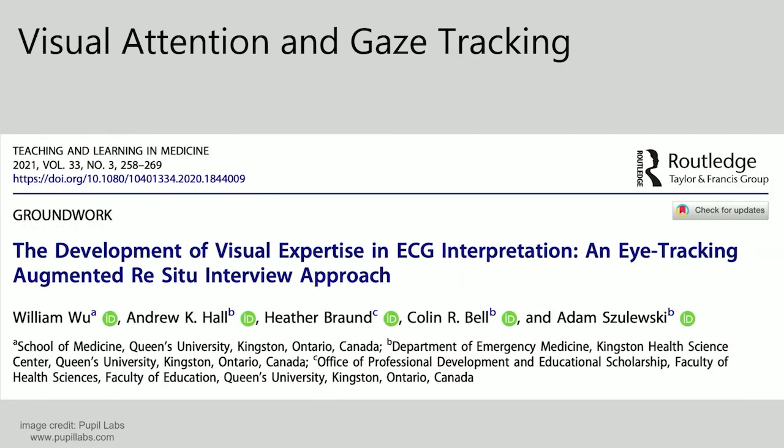So here's an example of that. This is a study by Wu et al. in emergency medicine. And we're looking at the delta between the patterns seen in novices versus those demonstrated by experts, to try to assess when that transition to expertise occurs.